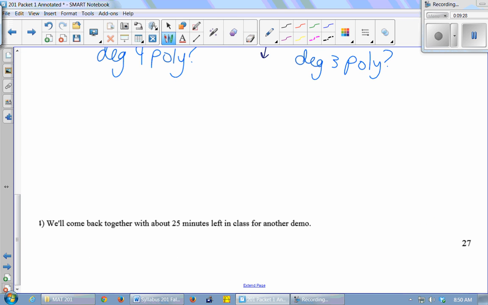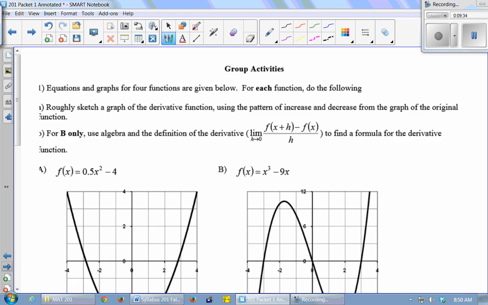All right, so we're going to come back together with about 30 minutes remaining in class for another little demo. But in the meantime, you are going to work on some group activities, drawing graphs for functions. For B, it says use algebra and the definition of the derivative to find a formula for the derivative. Don't do that. That's going to just take too long.